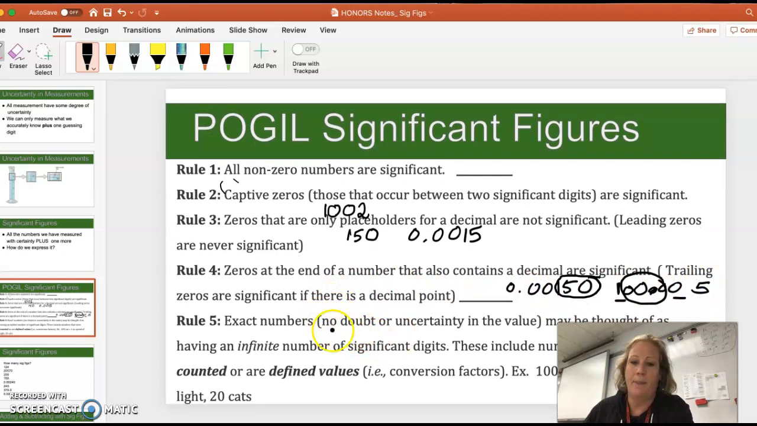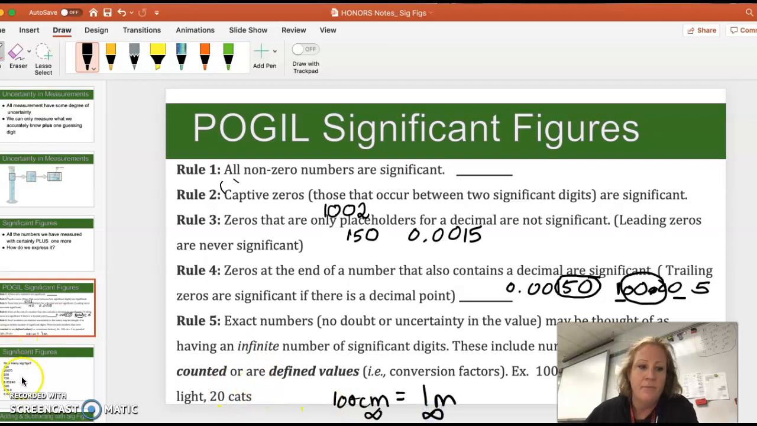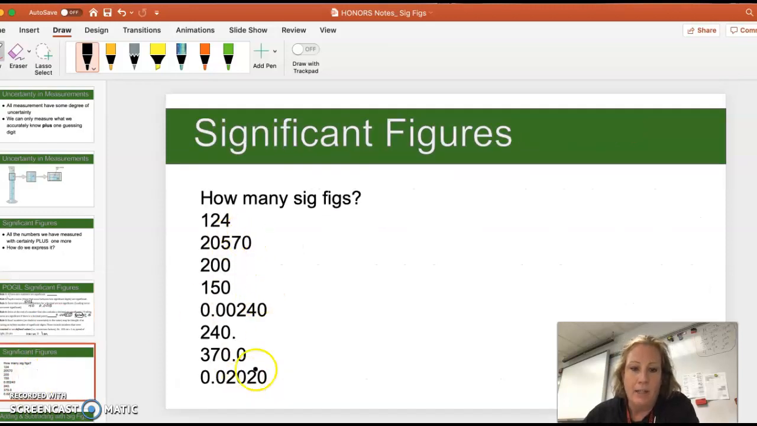Exact numbers, things that you can count like cats and apples and cars, are going to have infinite significant figures, but also anything defined. There's exactly 100 centimeters in a meter, so those would technically have infinite sig figs. So here are some practice problems. I think you should pause the video, try them, and then we'll talk through them.